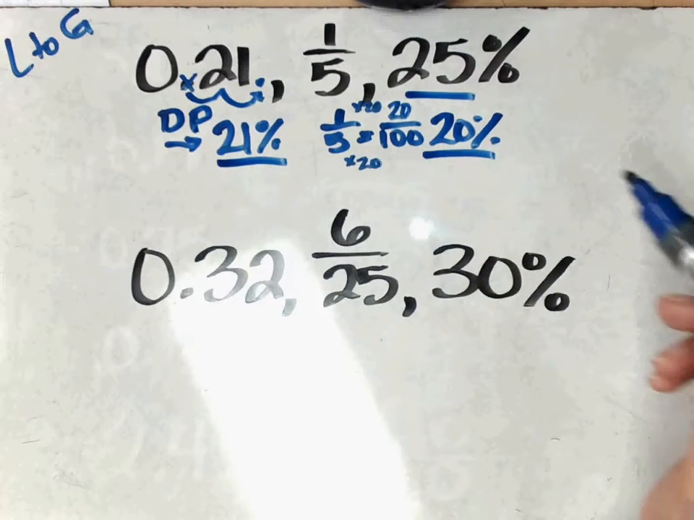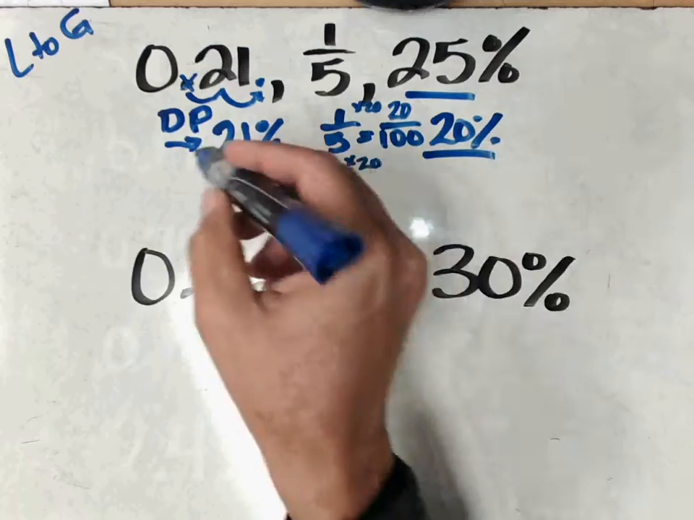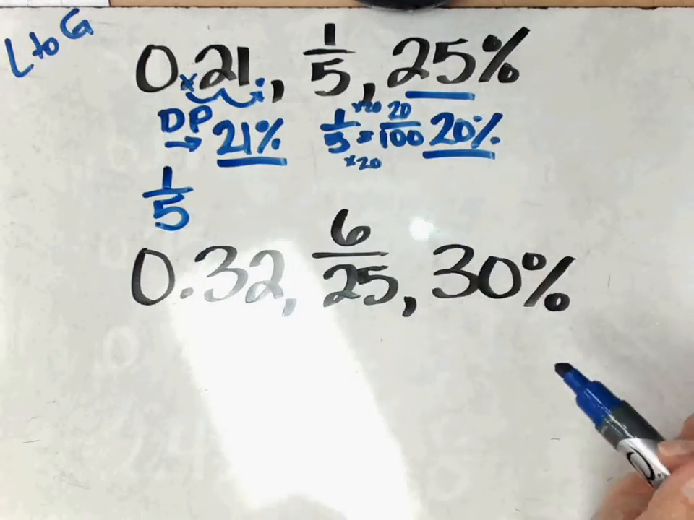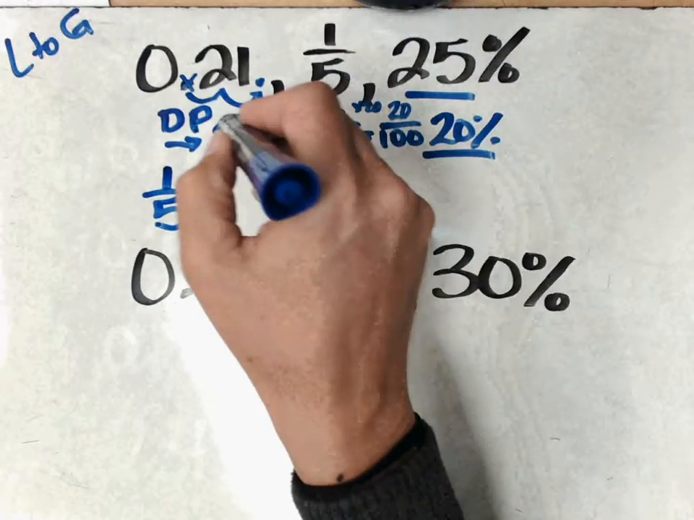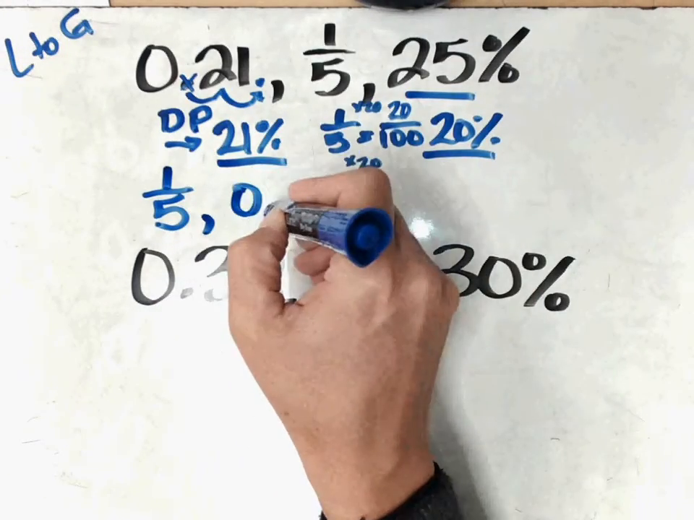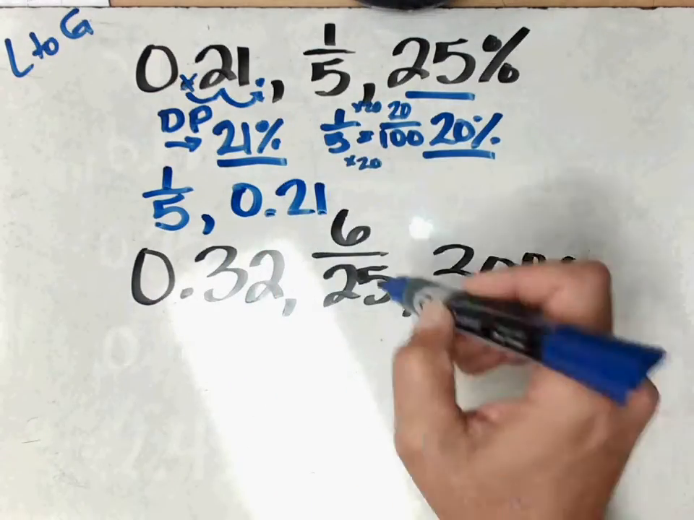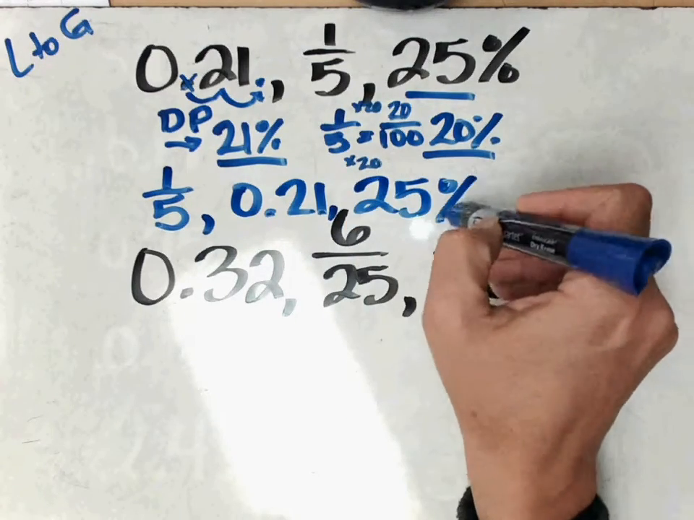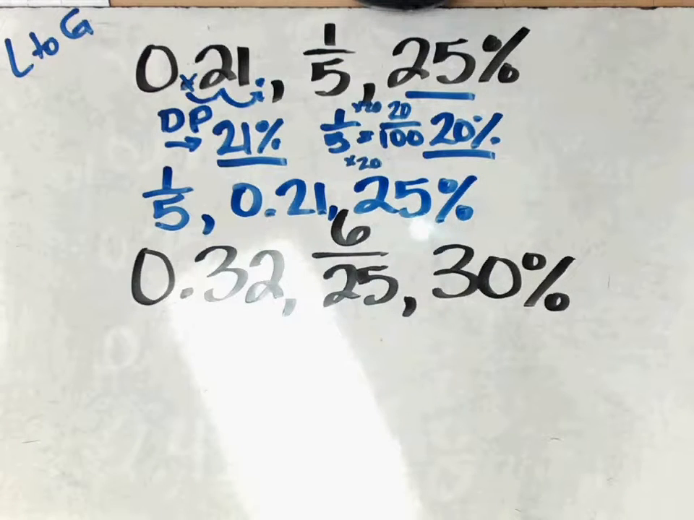So the least of those, of course, is 20%. So 1/5 is the least because it was equivalent to 20%. Then 21%, which was our 21 hundredths as a decimal. And then the largest would be our 25%, which was a percent originally, so we'll keep it a percent. So there were our fractions, decimals, and percents in order from least to greatest.